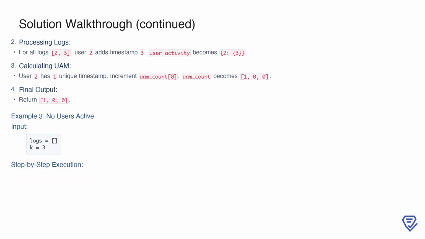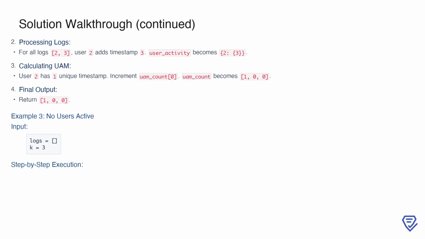In the second example, we explore an edge case where all logs belong to a single user, and all timestamps are identical. Here, we initialize user_activity as an empty dictionary and UM_count as a list of zeros with a length of 3, as k is 3.